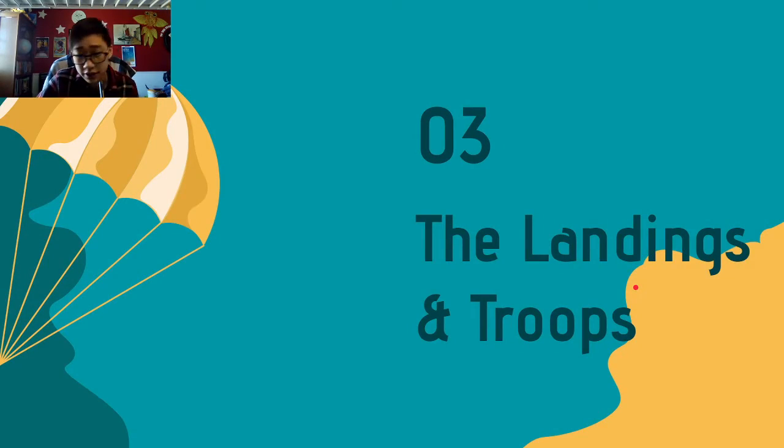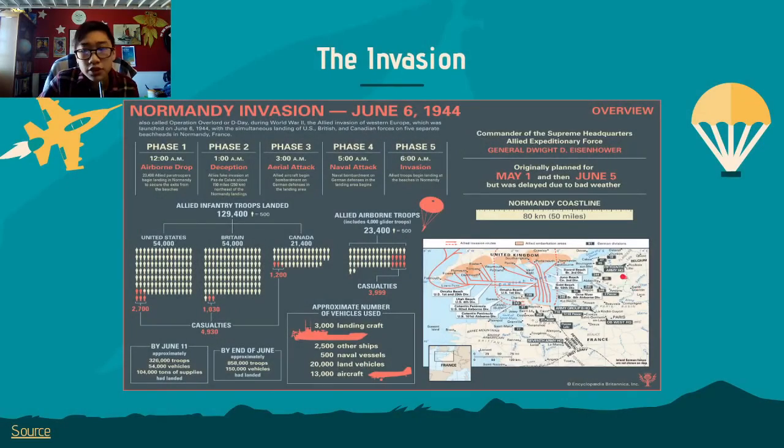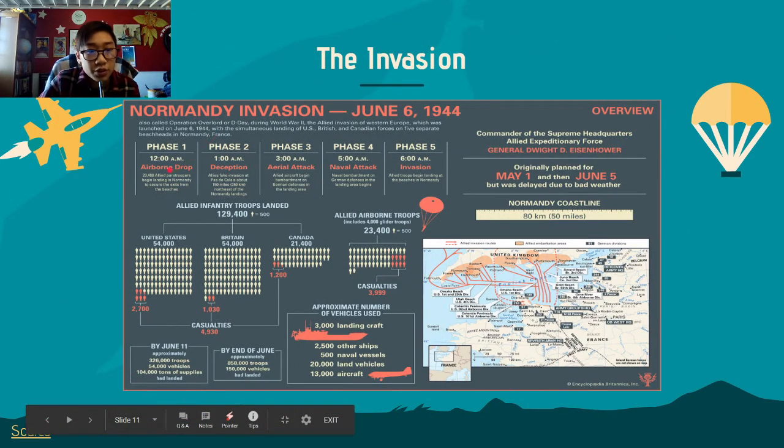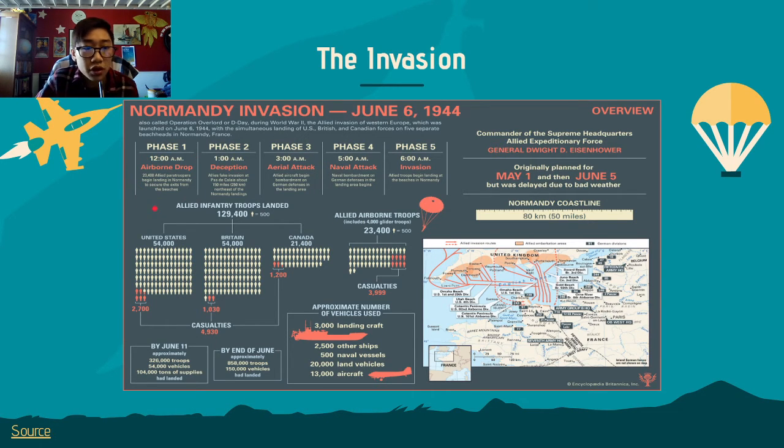Now let's talk about the landings and the troops. So here you can see kind of an overall overview of the invasion itself. We have 5 different phases, as you can see. Phase 1 was the airborne drop. It was at 12 a.m.